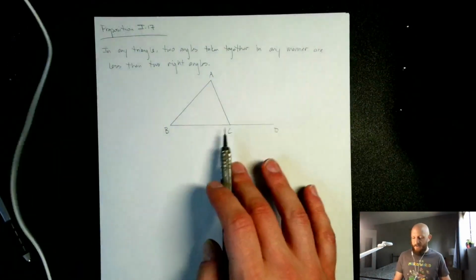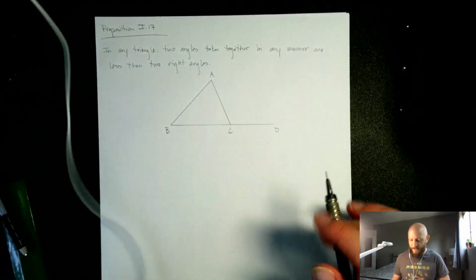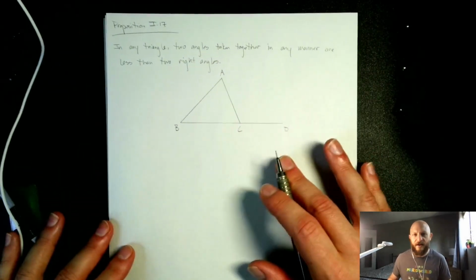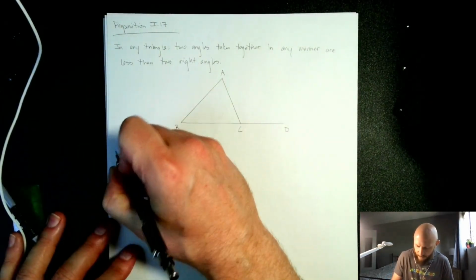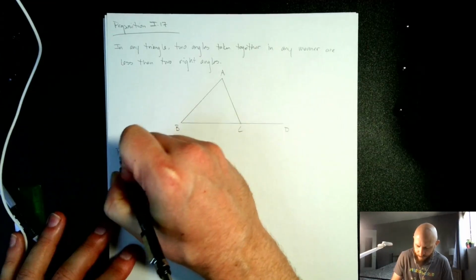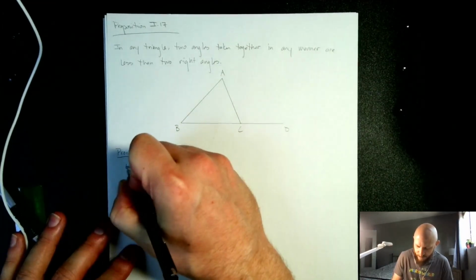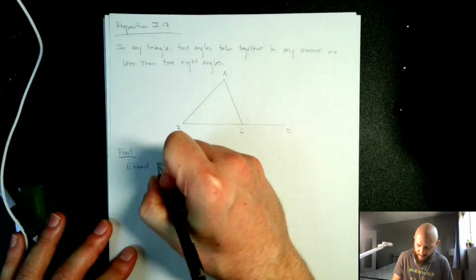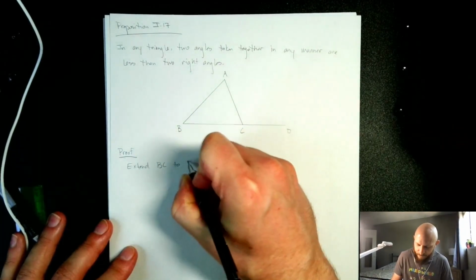I kind of already started. I did the first step already, sort of by accident when I was making the diagram. So, proof. Step 1, extend BC to D.